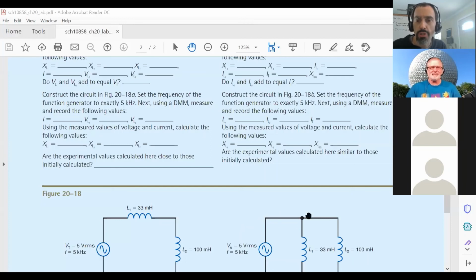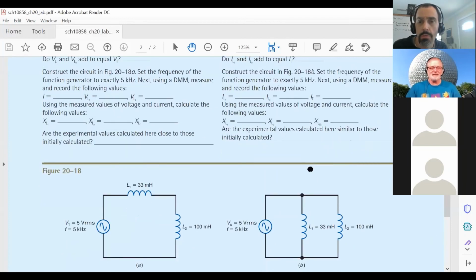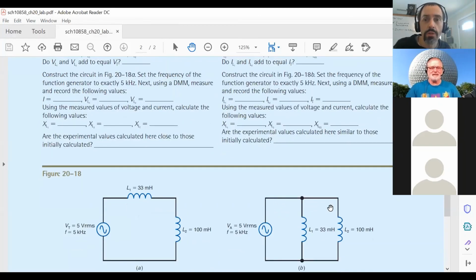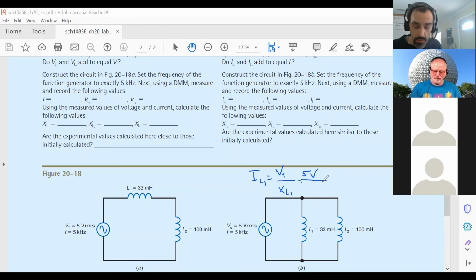All right. So we're gonna do the 33 and see what we get for the 33. Let's call this IL1. That's just V total divided into X of L1. We already calculated X of L1 because we had the 7 frequencies. So this is just 5 volts. Does anybody have the X of L1 for that one, 33?